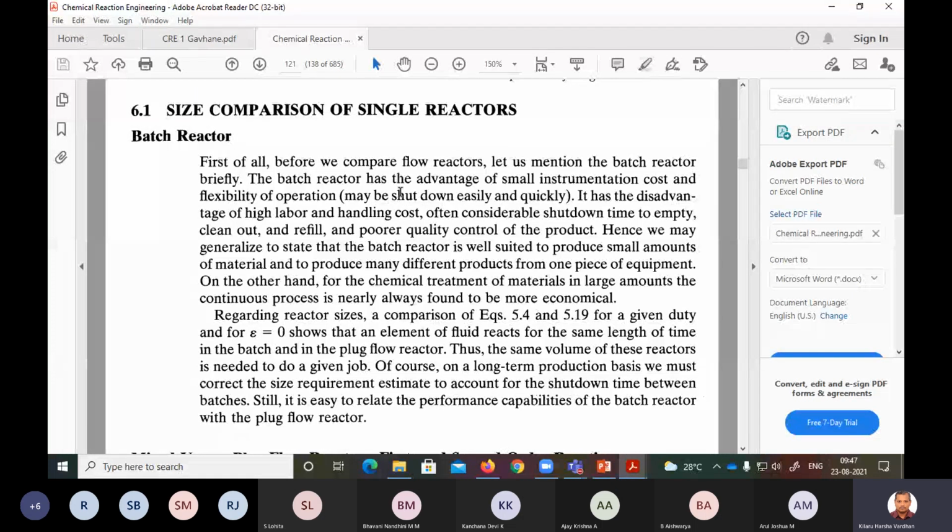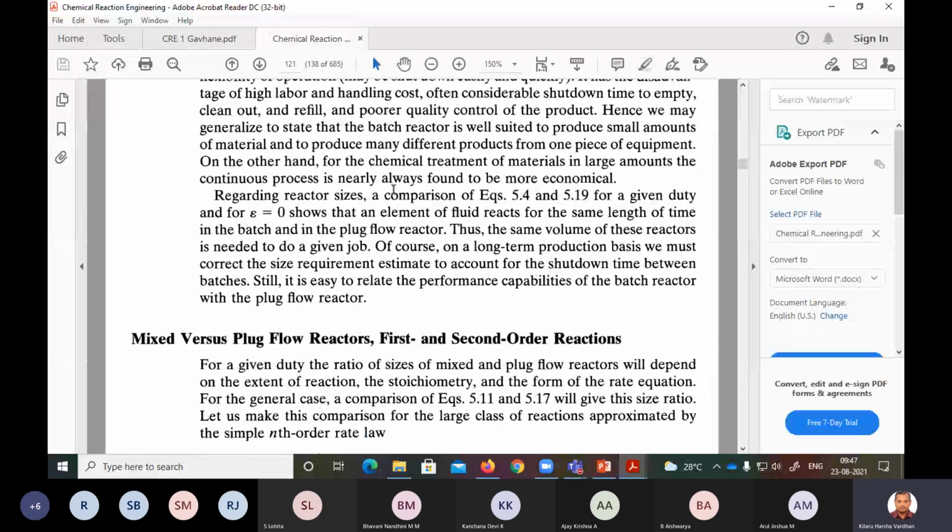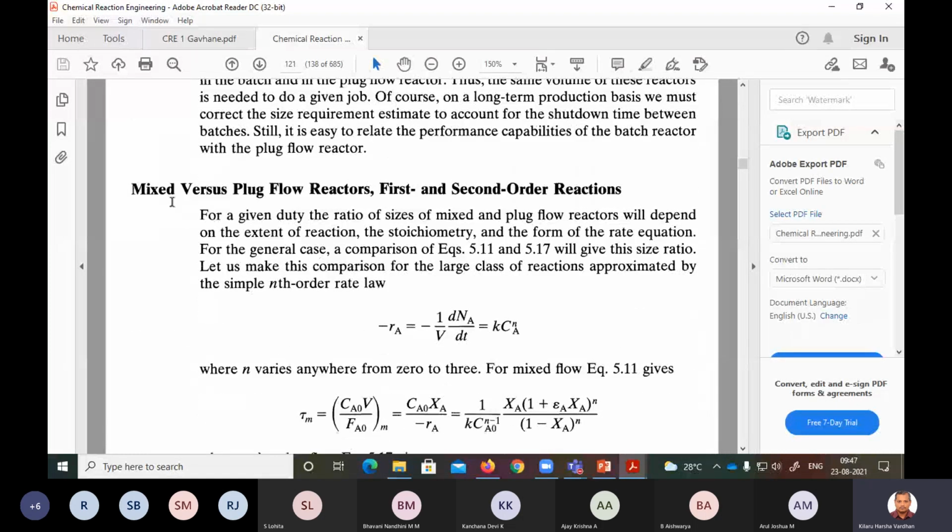Next thing is we'll see the size comparison of single reactors. That is, what is the volume required for a single PFR or a single MFR. So let us see the mixed versus plug flow reactors for first and second order. This order plays a very important role. It's not that a mixed reactor is always better than a plug flow reactor or vice versa. The order plays a very important role.